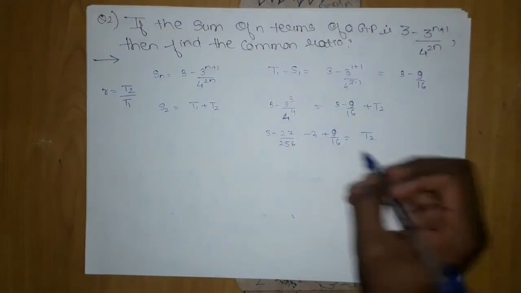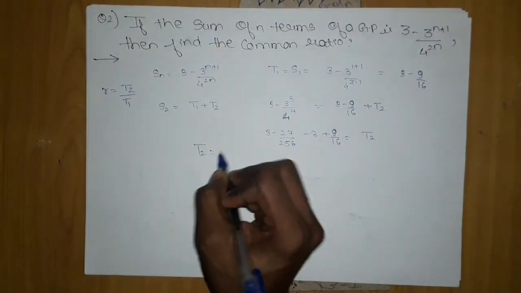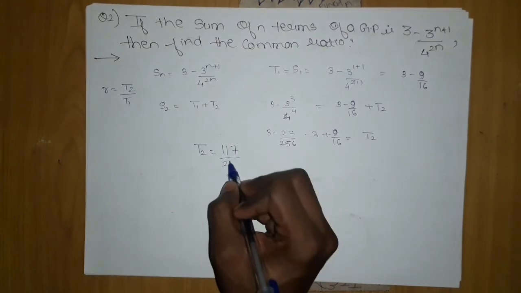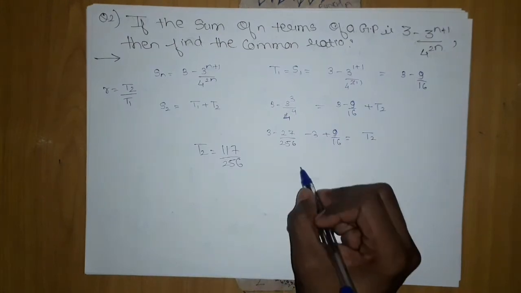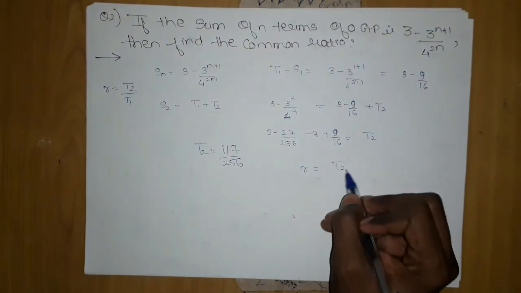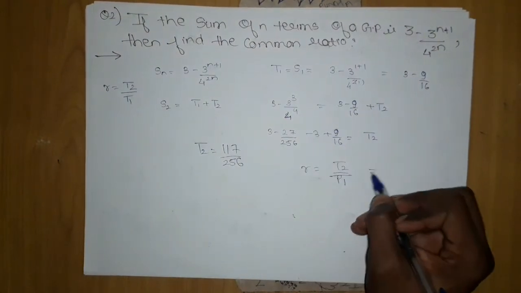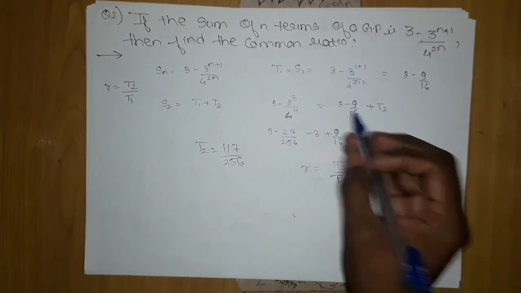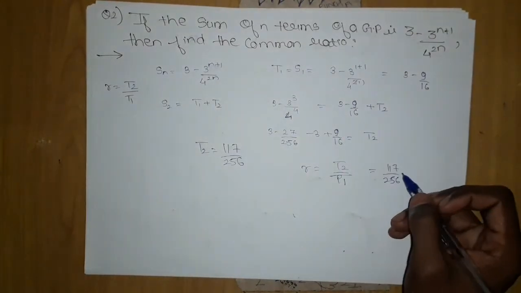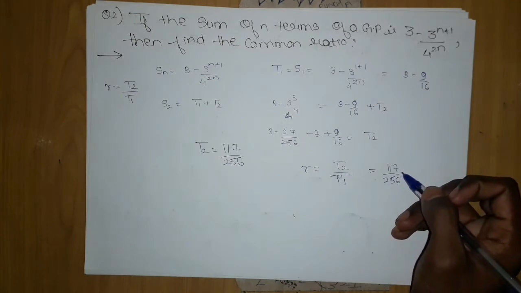Okay, we are getting t2 as 117 upon 256. Further on, what was t2 upon t1? So we will just put the value 117 upon 256, upon t1. T1 was nothing but, okay, we want to calculate t1 also.